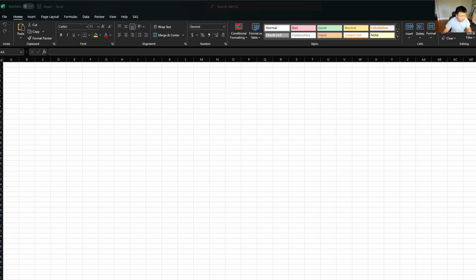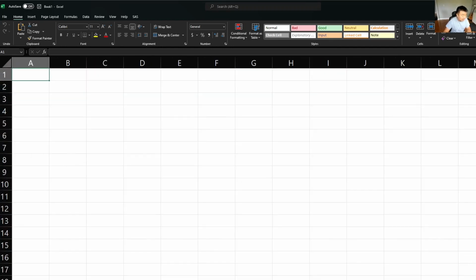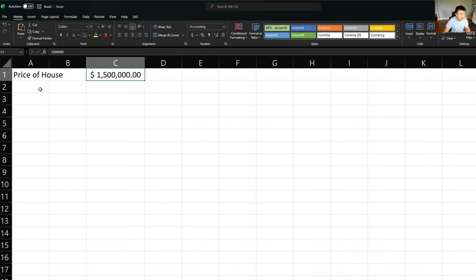Okay, this video is going to illustrate how we can calculate mortgage payments that only includes interest and principal payments using Excel. So as you can see, this is the Excel, and let's suppose that we have a house to buy, price of house, and let's say that amount is gonna be $1.5 million, just like this.